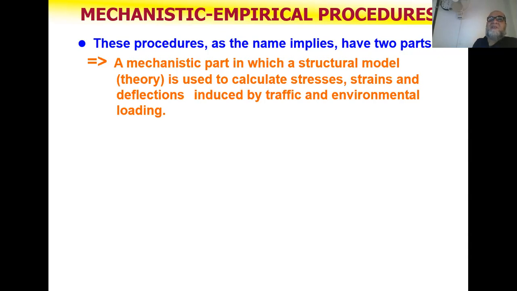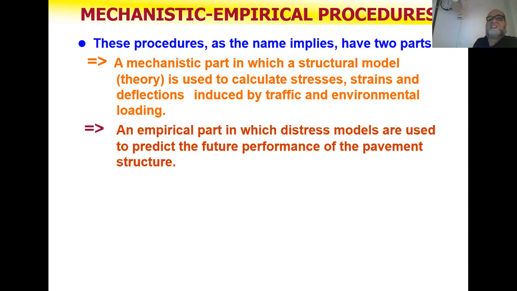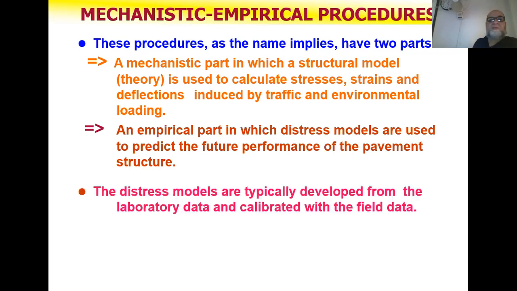Calculate stresses, strain and deflection induced by the traffic and the environmental conditions. Now, in the empirical method, distress models are used to predict the future performance of the pavement structure. The distress models are typically developed from laboratory data and calibrated with the field data.